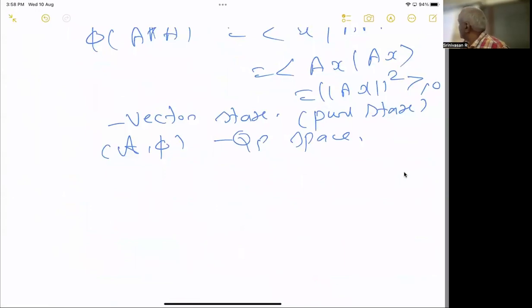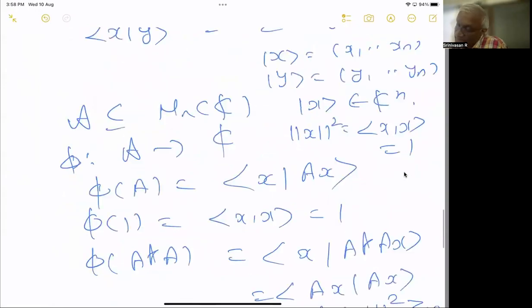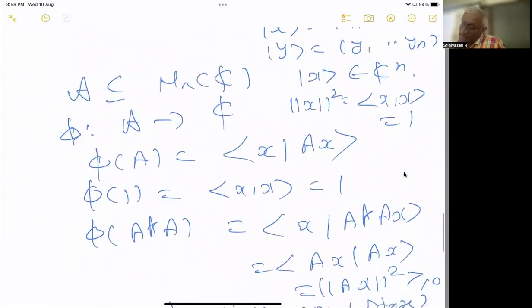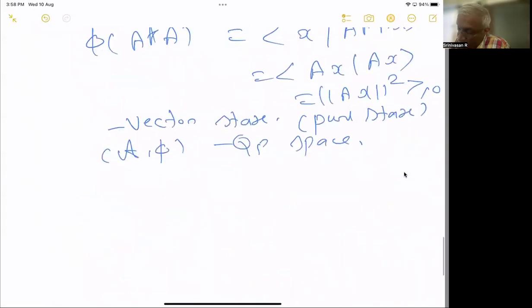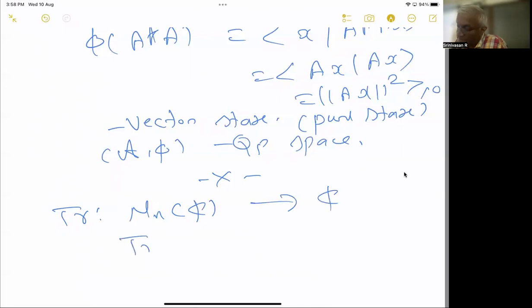So this gives a quantum probability space. Initially I fixed the notation, and this is example 1. Now let me do example 2. Before that, I want to fix some more notation. I define the trace from M_n(C) to C.